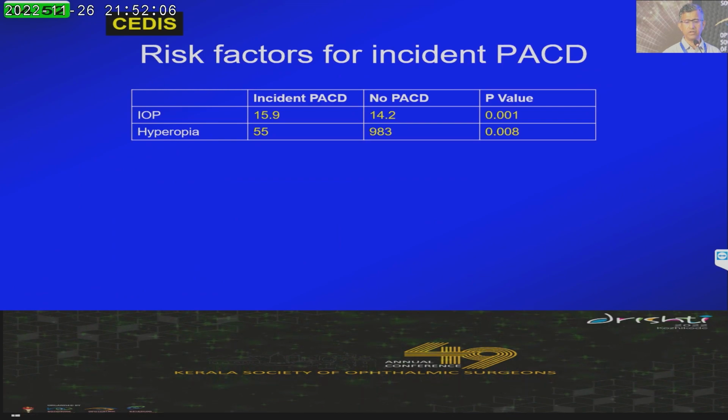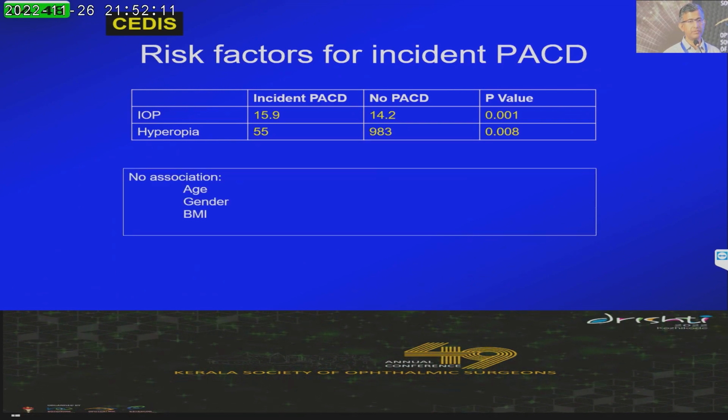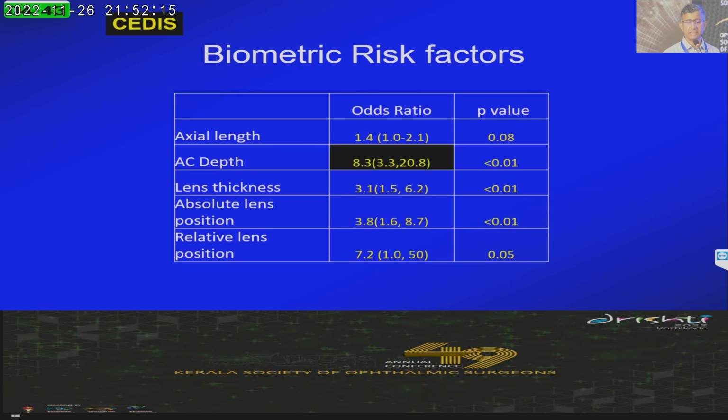They had slightly higher IOP. They were more likely to be hyperopic, much more likely to be hyperopic. There was no association with age, gender, or BMI in this cohort. AC depth was very strongly associated with risk of disease, as was axial length, lens thickness, and the absolute and relative lens positions.